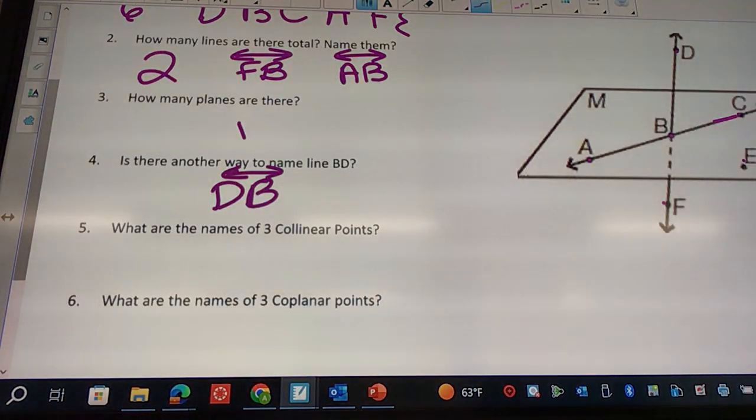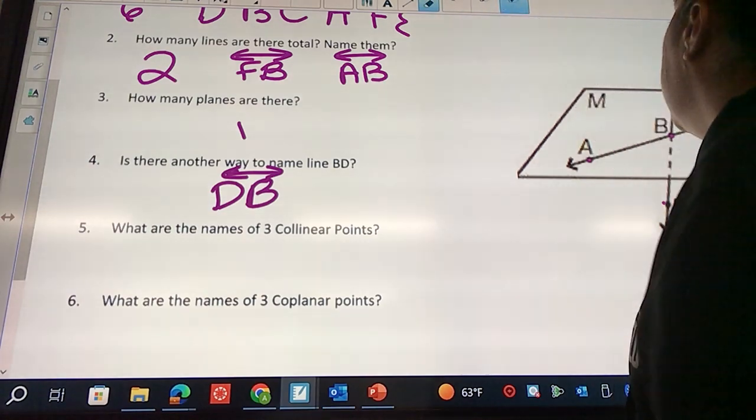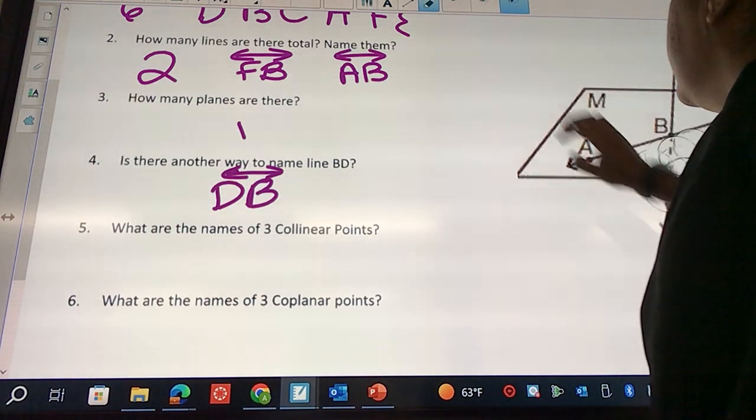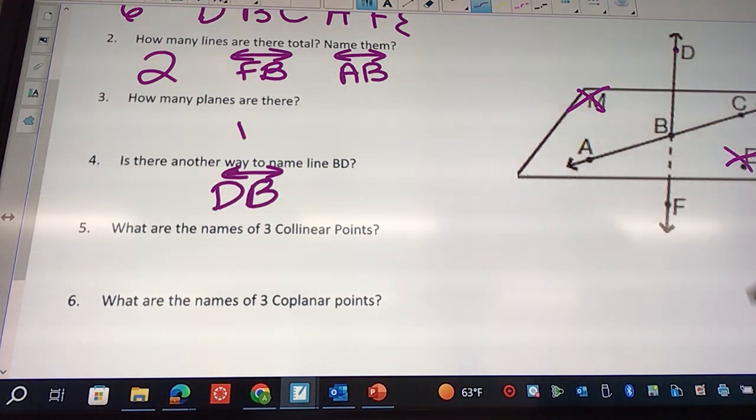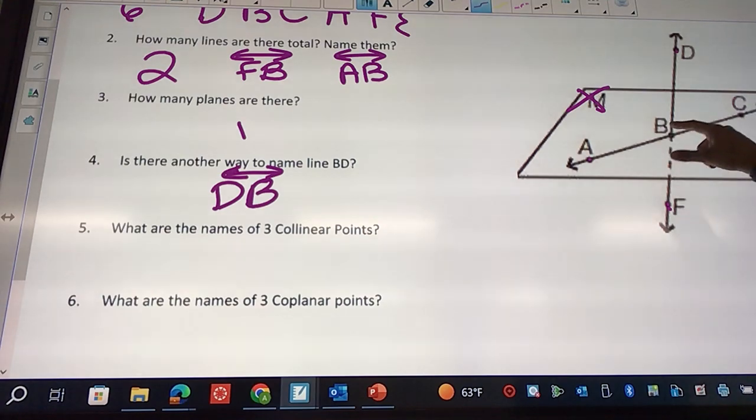What are the names of 3 collinear points? So meaning on the same line. And really any of these points work. M will not work and E will not work. Okay, but you can't do like FA because those are not on the same line. But you can do like FB, BF, FB, or FD.